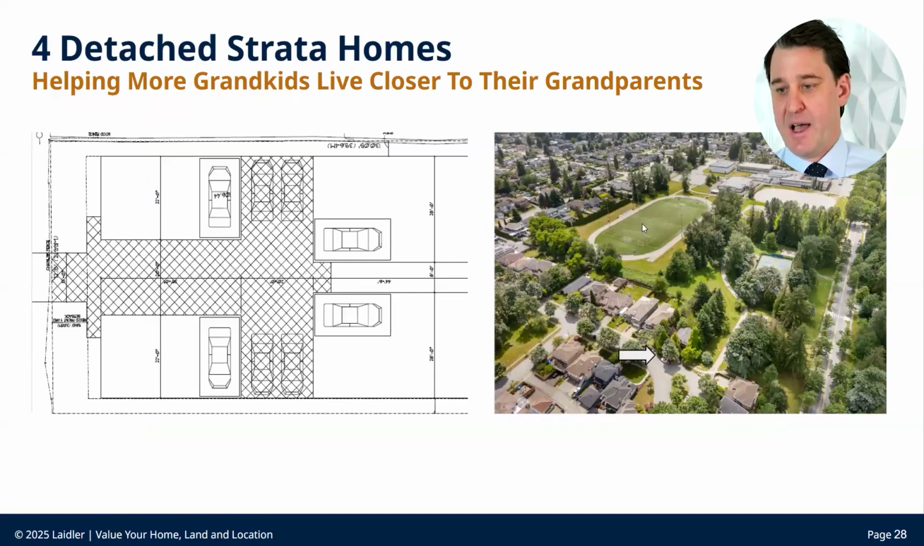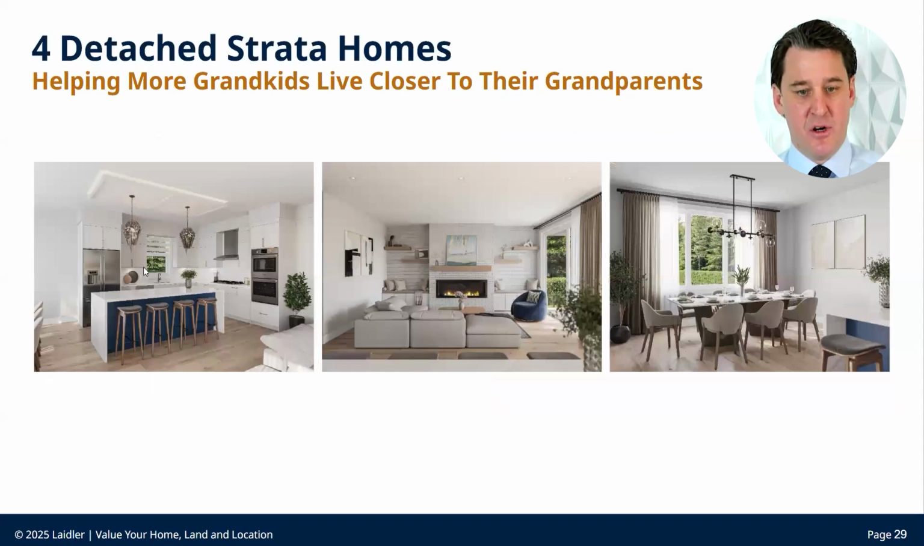7609 Caldecott backs onto the lacrosse box and Armstrong Park on a quiet cul-de-sac where each unit will have its own garage, turnaround, private backyards, and separated living spaces. As an example of the interiors, you'll have kitchens, living rooms, and full-size dining rooms with a special focus to design these for downsizers, helping more grandkids live closer to their grandparents.